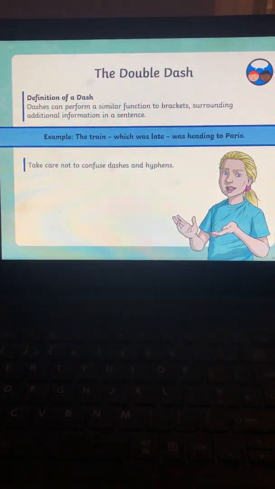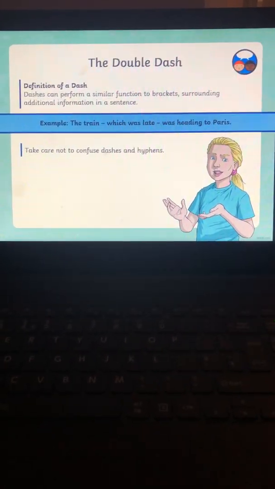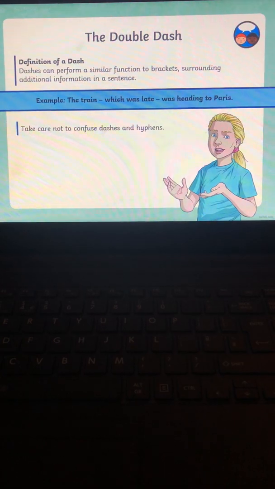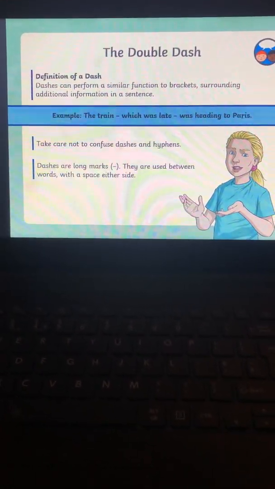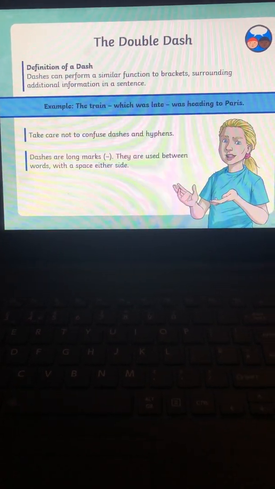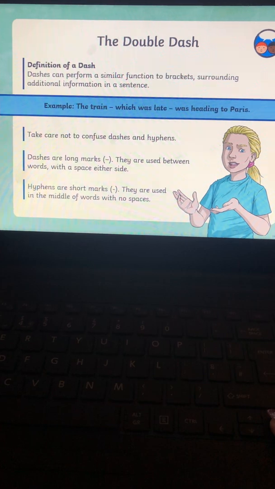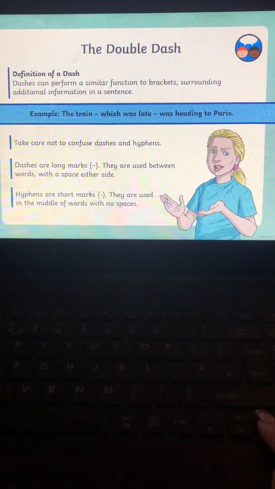It says here, take care not to confuse dashes and hyphens. So don't worry too much about hyphen because you don't actually learn what that is until you are in year 6. So dashes are long marks. They are used between words with a space either side. Hyphens are short marks. They are used in the middle of words with no spaces.